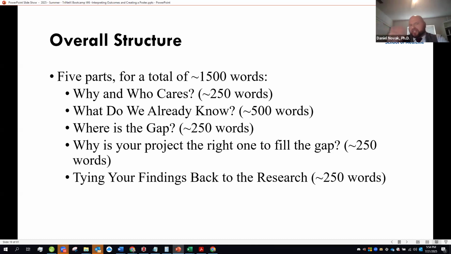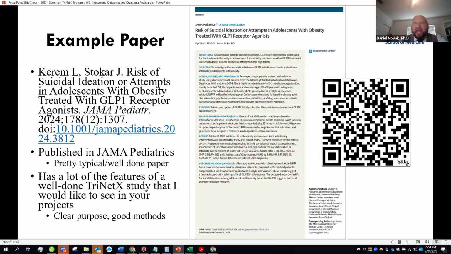And finally, later on, at the end of your study, you're going to tie your findings back to the research really clearly. Let's take a little bit of a look at how this is done. I've got an example paper for you here. You can scan this QR code and find a copy of it. Even though it's broadly available, I believe it's open access, so you can find it.